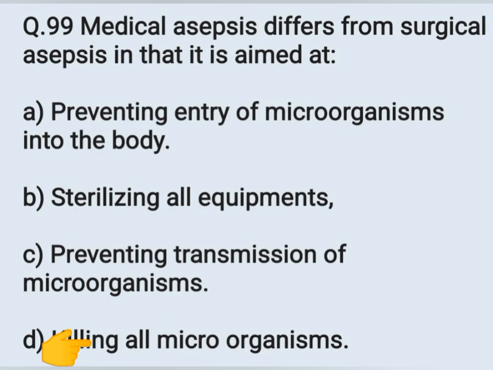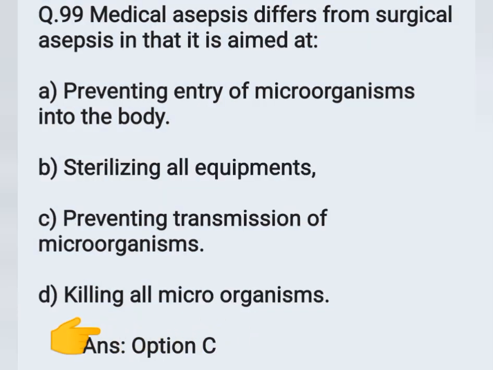And the next question, question number 99. Medical asepsis differs from surgical asepsis in that it is aimed at. Options: option A, preventing entry of microorganisms into the body. Option B, sterilizing all equipment. Option C, preventing transmission of microorganisms. Option D, killing of all microorganisms. The question is, medical asepsis differs from surgical asepsis in that it mainly aims at preventing transmission of microorganisms. Option C is the correct answer.